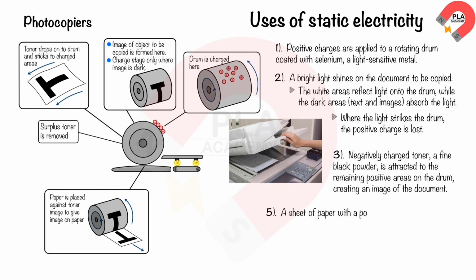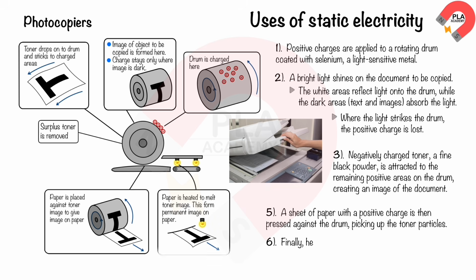A sheet of paper with a positive charge is then pressed against the drum, picking up the toner particles. Finally, heat melts the toner, permanently fusing it to the paper, creating the copy.